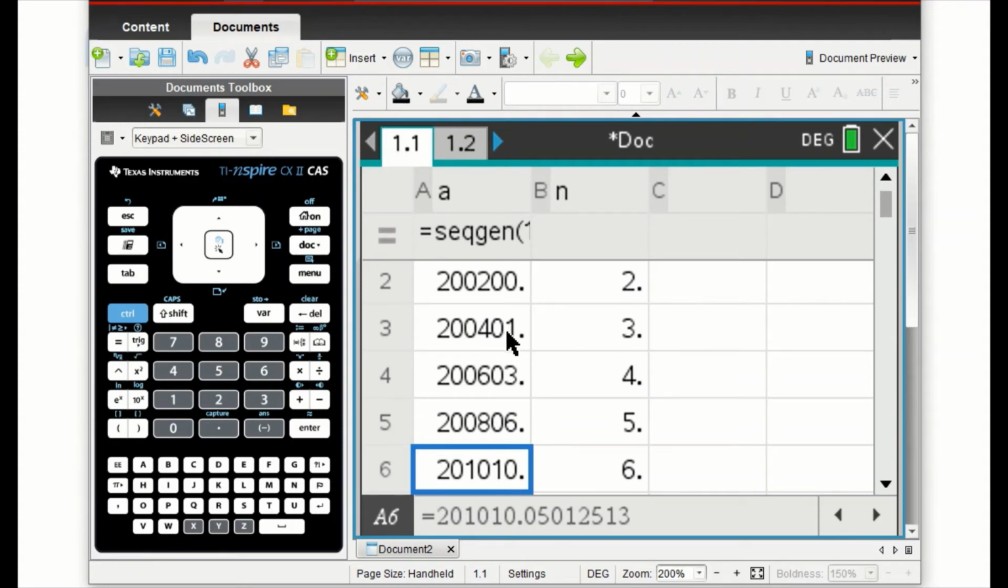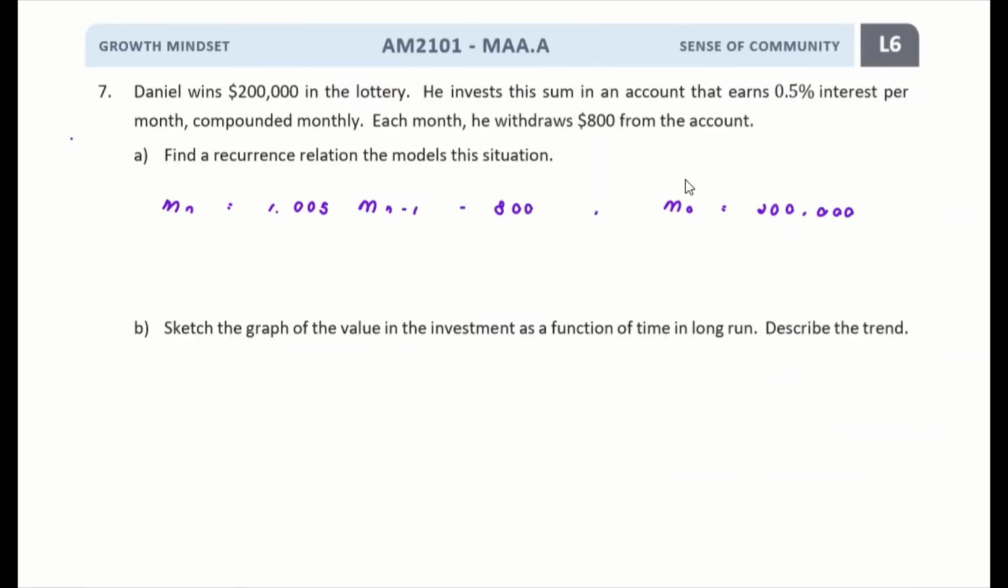So from here to here is 201, here to here 202, from here to here 206, here to here 204. So that's why you can imagine if you continue this routine of earning interest and withdrawing 800, the investment will actually keep on increasing until infinity. So in this case, it's an exponential.